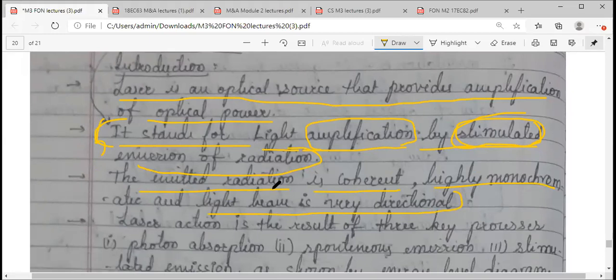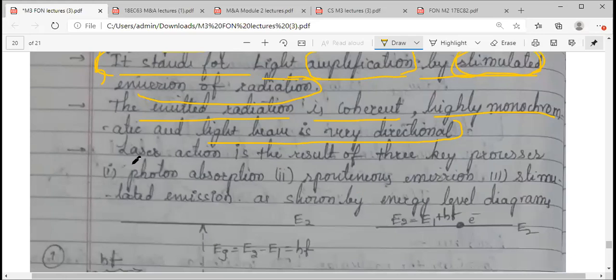That is an example. Now talking about the laser action in the introductory part, what is the principle behind this? Basically, we come across three key processes here. The first one is photon absorption, the second one is spontaneous emission, and the third one, as the name suggests, is stimulated emission of radiation. In the introductory part, when I dealt with semiconductor physics, I gave you a brief about absorption and emission. So let us study this in detail.